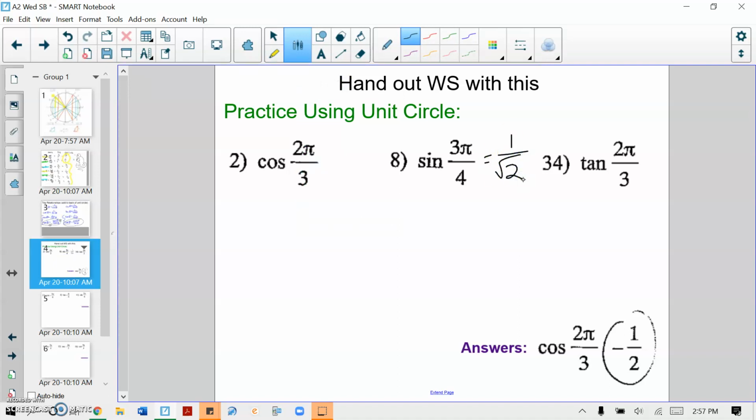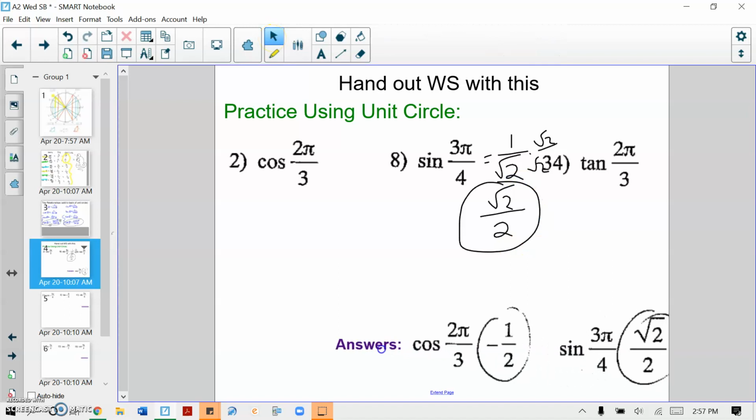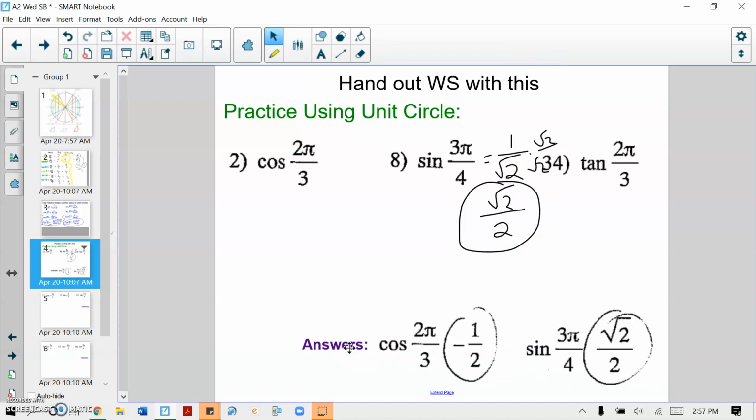But remember how we said we can't have square root of 2 on the bottom? So I need to rationalize the denominator by multiplying by root 2 over root 2 and make it square root of 2 over 2 for my final answer. Let's see if I can redeem myself. Yay, I got that one right. I didn't screw it up like I did the first one. So you get square root of 2 over 2 for that guy.